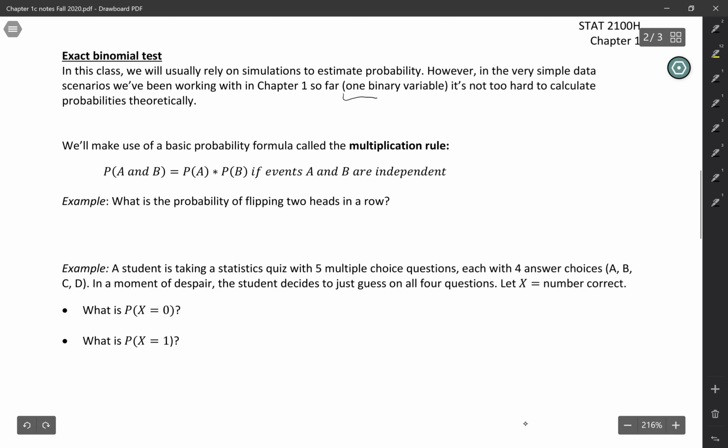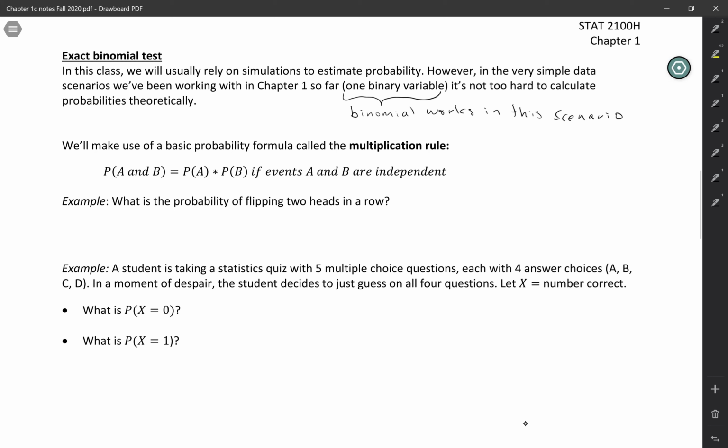So I did want to emphasize that the binomial test only works in this scenario. It only works when you have one binary variable. It doesn't transfer to other scenarios, other types of data. So to understand the binomial distribution, we're going to make use of a basic probability formula called the multiplication rule.